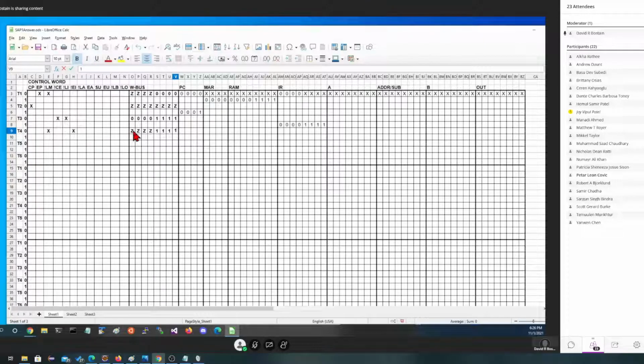Now, halfway through T4, the clock goes high. This data gets transferred from the bus to the memory address register, which is the MAR, which is right here. And it happens on the high clock, just actually on the edge between the low and the high.